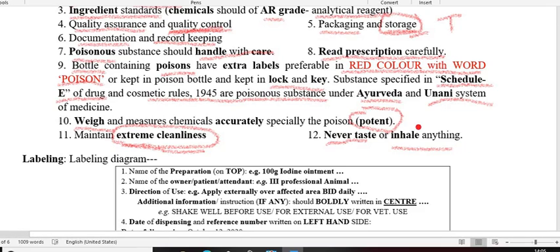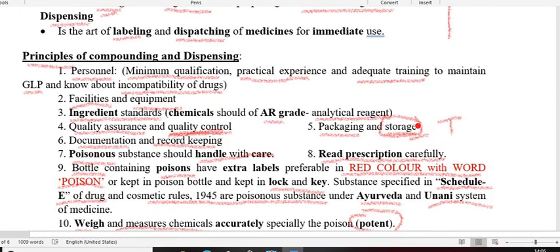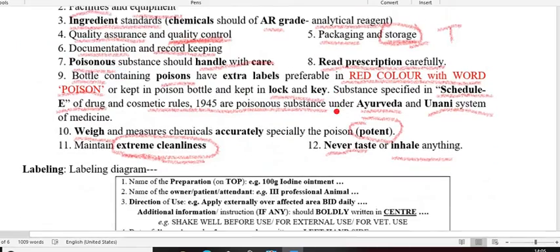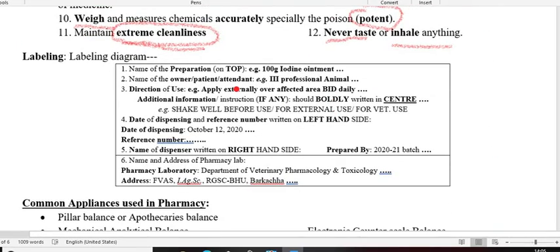So these are the things that we have to consider while preparing a compound, while going through the pharmacy preparation. So these all are the principles of pharmacy preparation. Now we have to go through the labeling. What is the meaning of labeling?